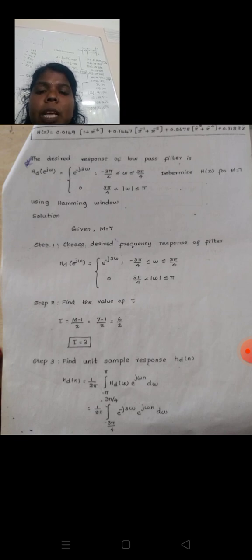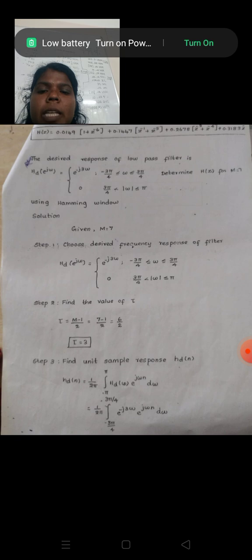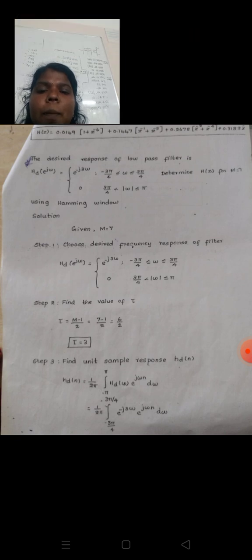Next, step 3. Find the unit sample response HD of n. The formula for finding the unit sample response is HD of n equal to 1 by 2 pi integral from minus pi to pi HD of omega e power j omega n d omega. Therefore, it is equal to 1 by 2 pi. Here the limit is minus 3 pi by 4 to 3 pi by 4.